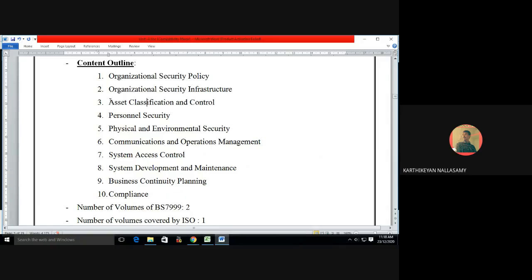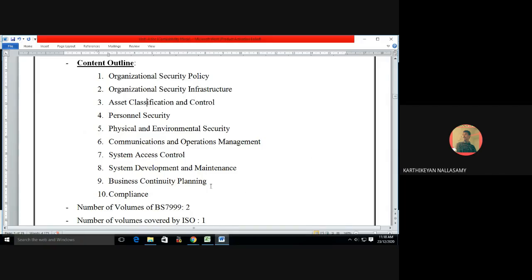And also physical and environmental security, and it defines communication and operational management. If that is implemented in the context of system networks, it will focus on access control policies, defined in the form of access control lists as well as configuration rules. And if there is any change you want to implement, there is system development and maintenance, and also business continuity planning and compliance.